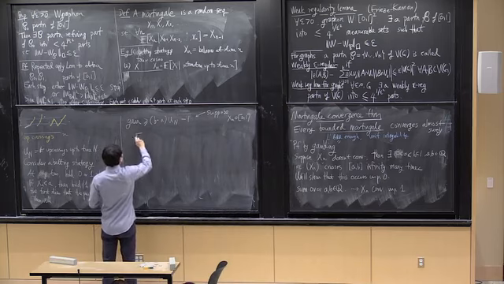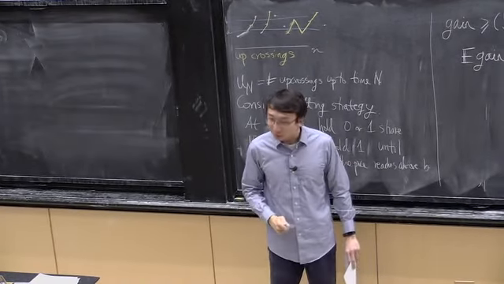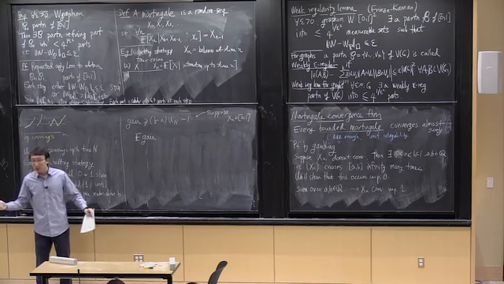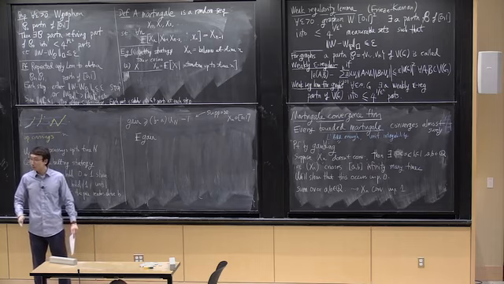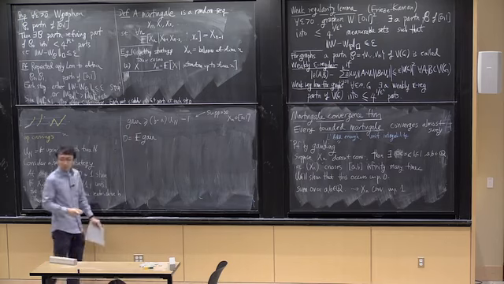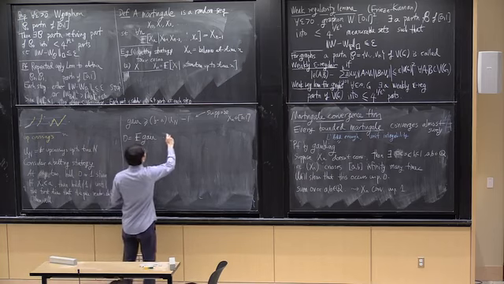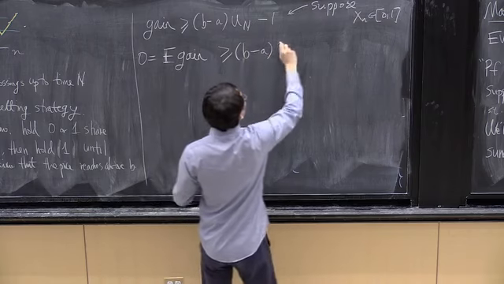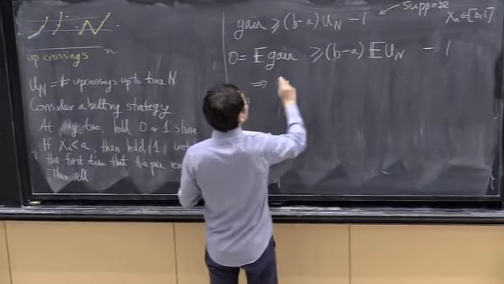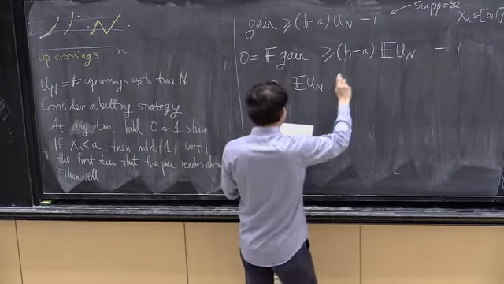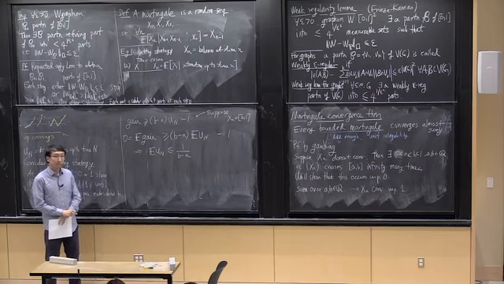But on the other hand, there's a theorem about martingales, which is not hard to deduce from the definition, that no matter what the betting strategy is, the gain at any particular time must be 0 in expectation. This is just a property of the martingale. So 0 equals the expected gain, which is at least B minus A times the expected number of upcrossings minus 1. And thus, the expected number of upcrossings up to time n is at most 1 over B minus A.